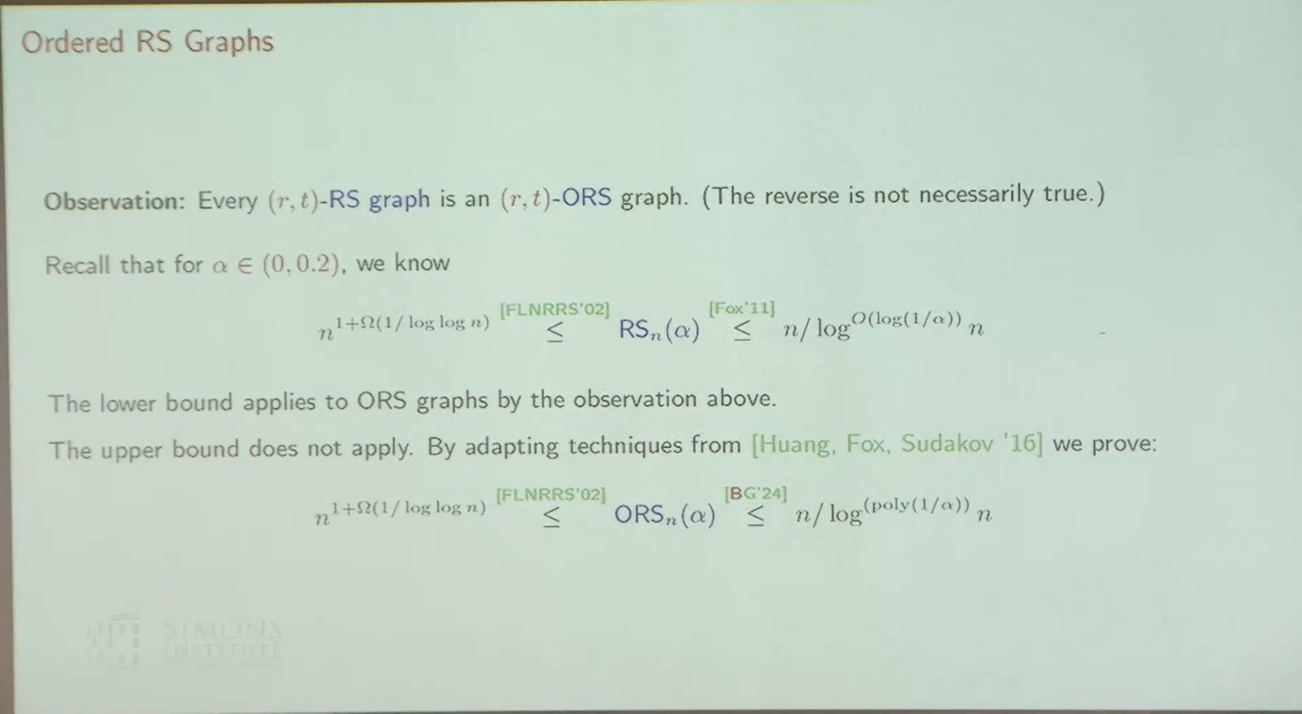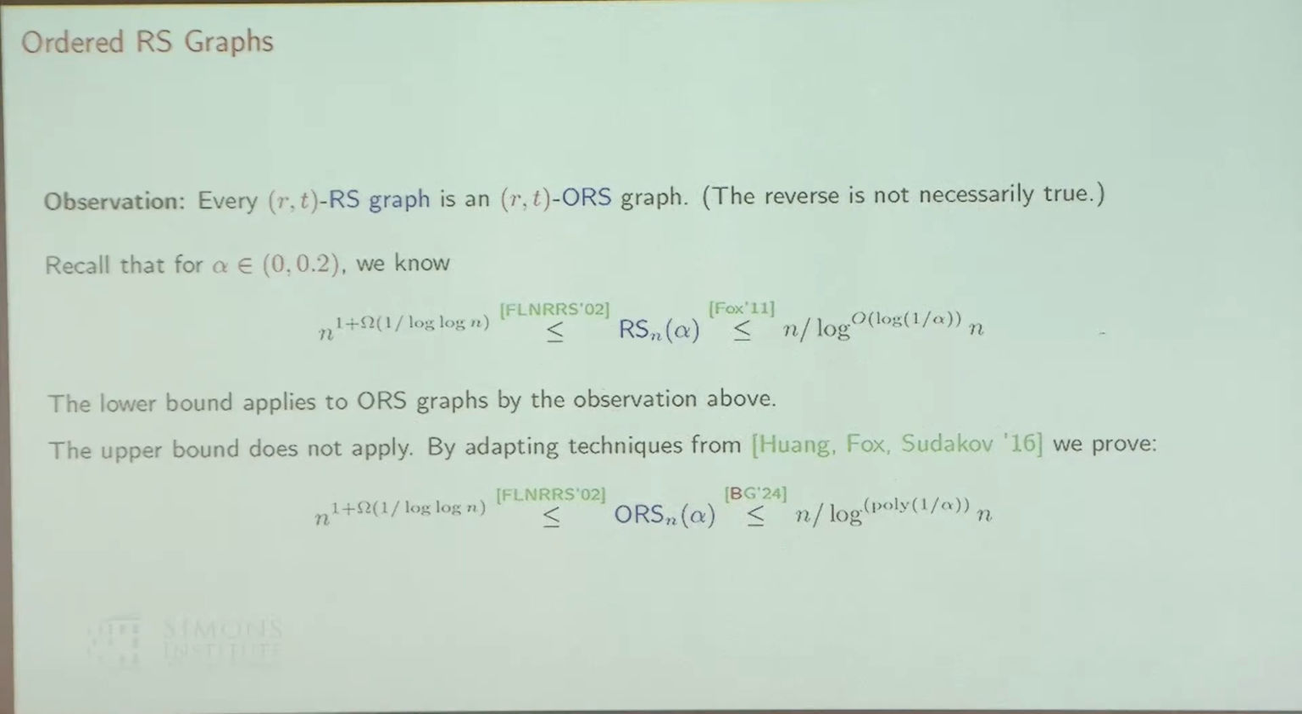So the lower bound applies to RS. Just take the RS construction. It's also an ORS graph. So ORS graphs can also include as many as n to the 1 over log n matchings. But this upper bound doesn't quite apply because ORS graphs are more general. They're less constrained, so they can potentially be denser. And in particular, the way this upper bound is proved using the triangle removal lemma, as a black box at least, doesn't apply to ORS.